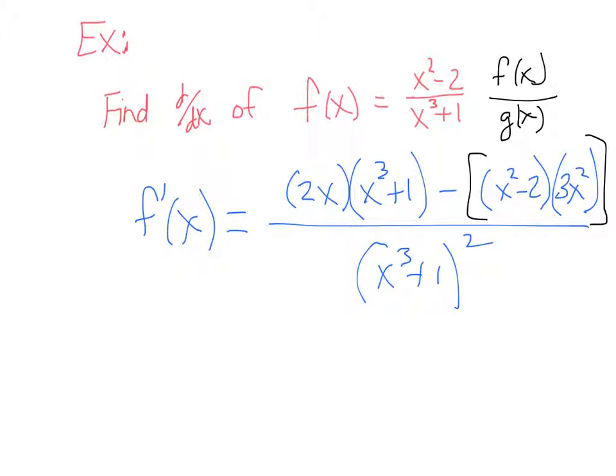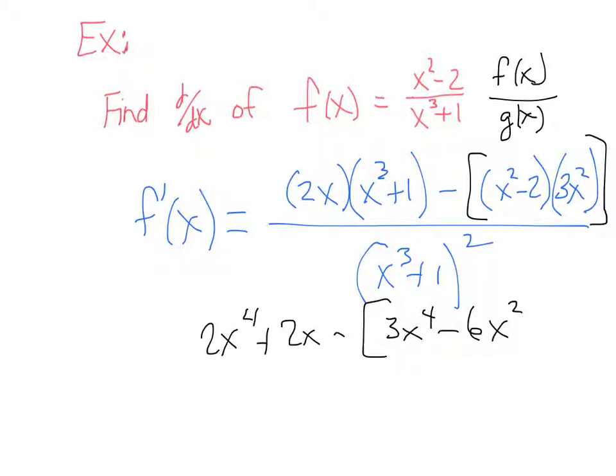And I am going to expand it out so I can combine like terms. So I have 2x to the 4th plus 2x. I'm going to do it in a quantity and then I'll simplify it. This is 3x to the 4th, minus 6x squared, and that is a 6x, and it's all over x cubed plus 1 squared.